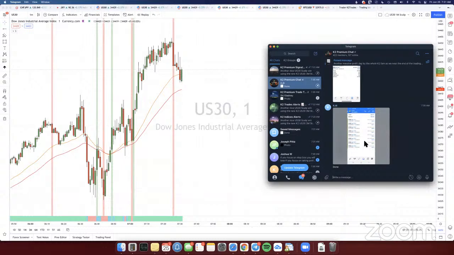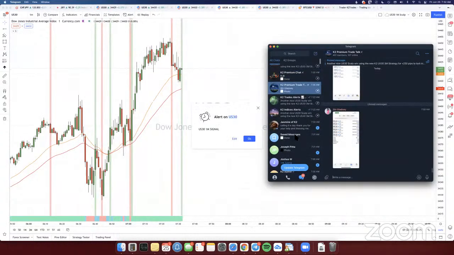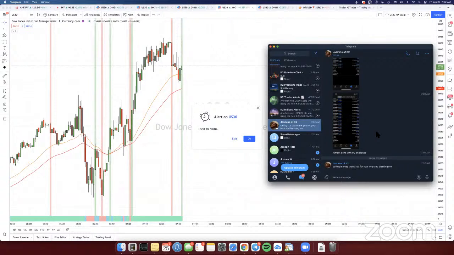Because the thing is, you guys already made some nice profit for the day, right? You don't want to throw it away by taking risky trades as you trade deeper and deeper into Friday, because Friday is one of the riskiest days to trade. Nice work, Shy. Yeah, Jasmine said, call it a day. Thank you for your help and blessing me.